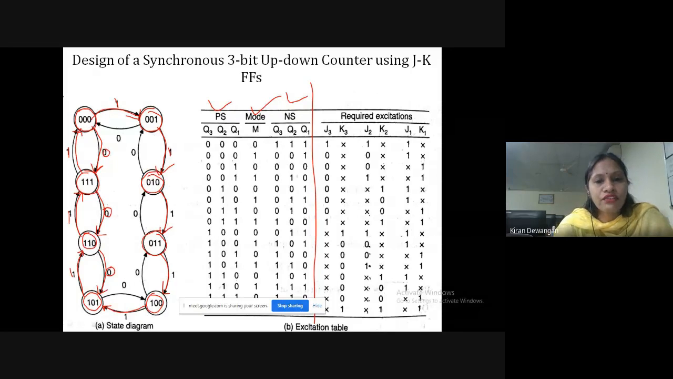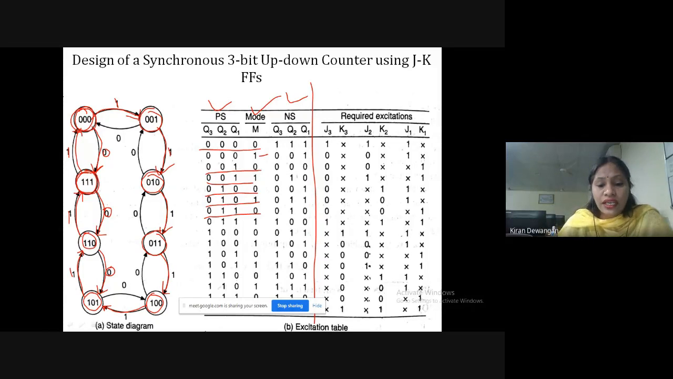So the present state, if it is 0, 0, 0, the next state is 1, 1, 1. What is my mode? It's 0. 0, 0, 0 is going to 1, 1, 1, the mode is 0. Then if it is 0, 0, 0 and the next state is 0, 0, 1, the mode is 1. Now what we should actually do is take this as 4 bits of input: 0, 0, 0, 0, then 0, 0, 0, 1, and so on.